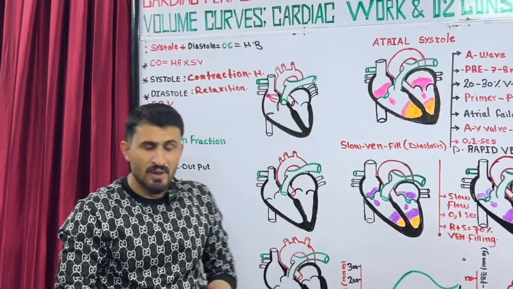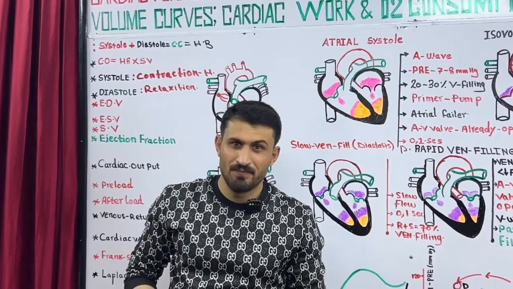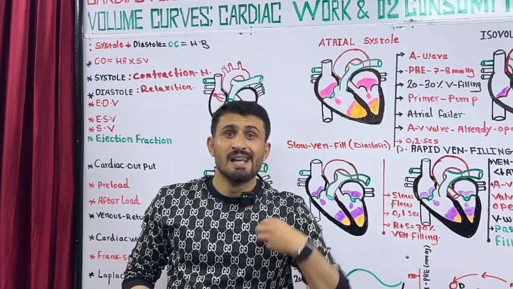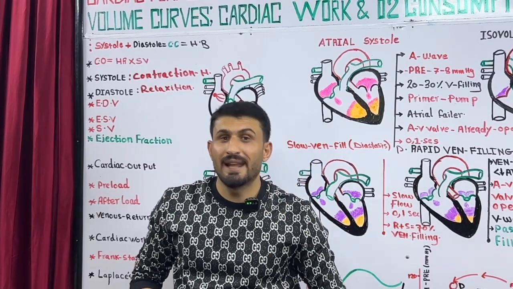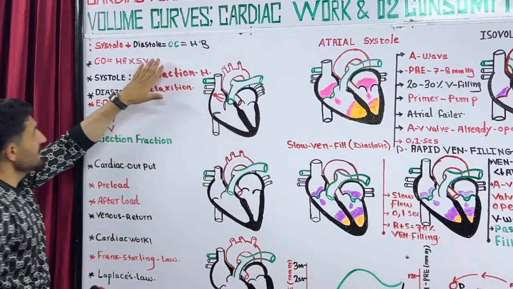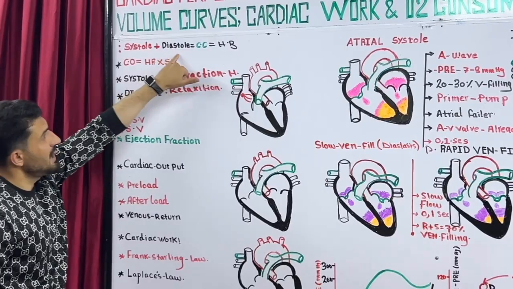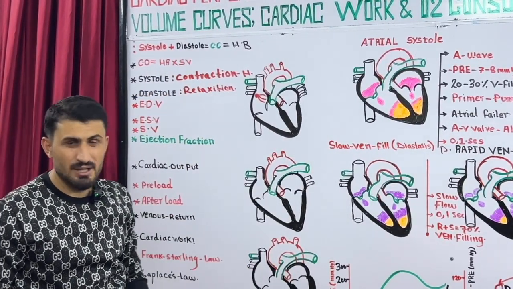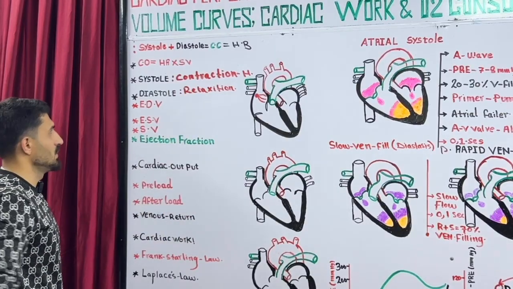For example, my heart is beating around 72 times per minute. It means that my heart is going through the cardiac cycle phases around 72 times, or my heart is going through systole and diastole around 72 times per minute. Got it? So this is called one cardiac cycle. We will talk about them, don't worry.